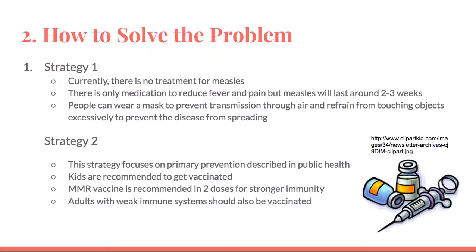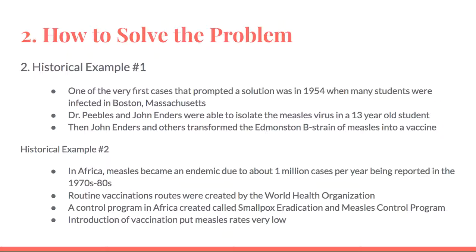Strategy 2 focuses on primary prevention described in public health, which recommends that people get vaccinated for the disease. Kids as well as adults are recommended to get the MMR vaccine, which is recommended in 2 doses for stronger immunity, especially in adults with weak immune systems. One historical example was the first case which prompted a solution in 1954 in Boston, Massachusetts, where many students were infected by measles. Dr. Peebles and John Enders were able to isolate the measles virus from a 13-year-old student, and then John Enders and other colleagues were able to transform the strain of measles into a vaccine.